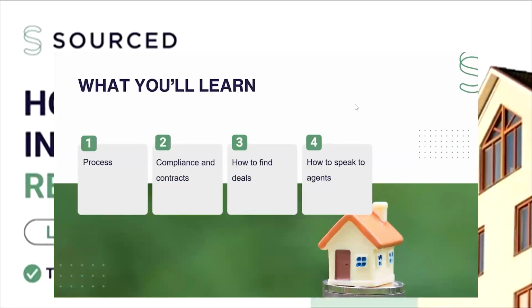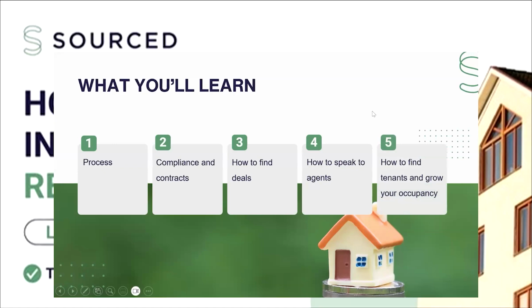I'm going to talk to you about how you speak to agents, and we're going to look at how you find tenants and how you grow your occupancy, both for HMO. And I'm referring to guests in a serviced accommodation unit as tenants there. I know that's not quite the right terminology. They should be guests, but how to find tenants and how to find guests.